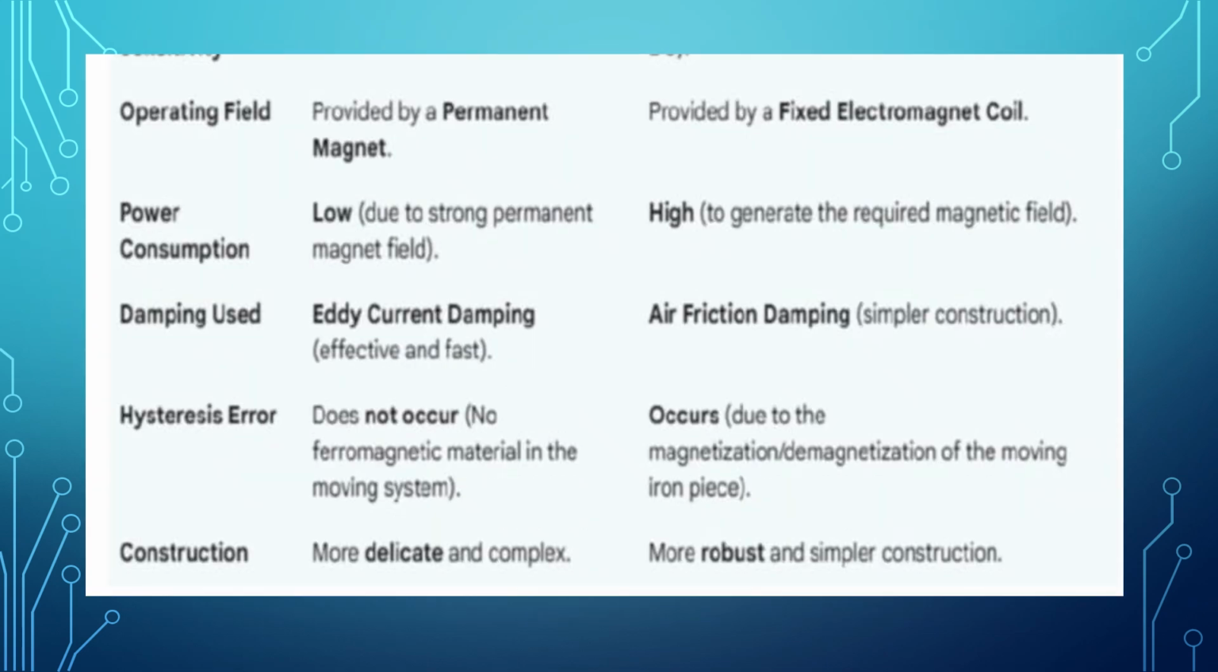Operating field is provided by a permanent magnet in the moving coil, and in moving iron it is provided by a fixed electromagnet coil. Power consumption is low due to the strong permanent magnet field, and high in moving iron to generate the required magnetic field. Eddy current damping is effective and fast. Air friction damping is similar in construction. Hysteresis error does not occur in moving coil, as there is no ferromagnetic material in the moving system, while in moving iron it occurs due to the magnetization and demagnetization of the moving iron piece. Construction is more delicate and complex in moving coil, and more robust and simpler in moving iron.